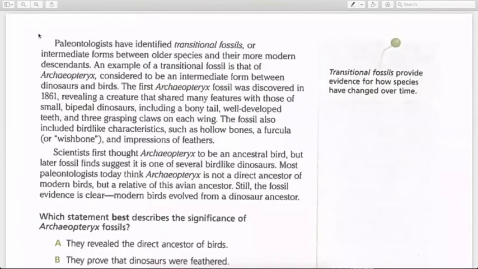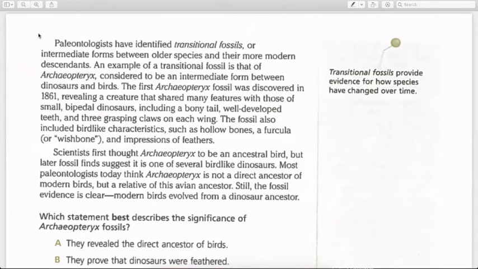All right, reading again. Paleontologists have identified transitional fossils or intermediate forms between older species and their more modern descendants. For example, an example of a transitional fossil is that of the Archaeopteryx, considered to be an intermediate form between dinosaurs and birds. Guys, if you don't know what that word intermediate means, it means in between, right? Somewhere in between old and new. So Archaeopteryx is supposedly an animal that's somewhere in between dinosaurs and birds.